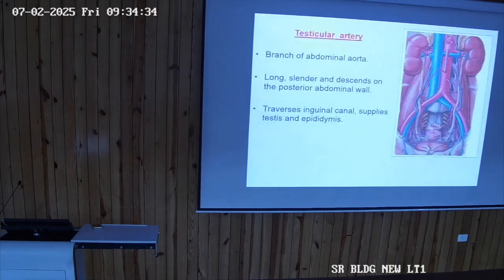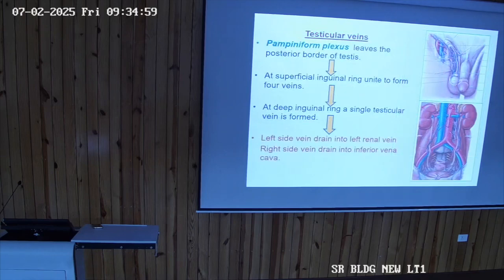So the next content is the testicular artery. It is a branch of the abdominal aorta. From where has the abdominal aorta come? The descending thoracic aorta passes through the aortic opening of the diaphragm, at the T12 level, and then it traverses the canal and it supplies the testis. Then there is the pampiniform plexus of veins.